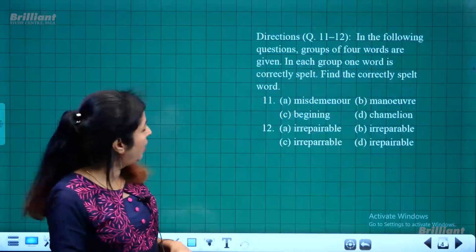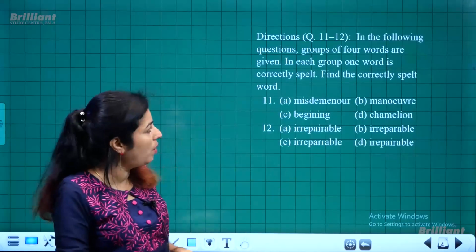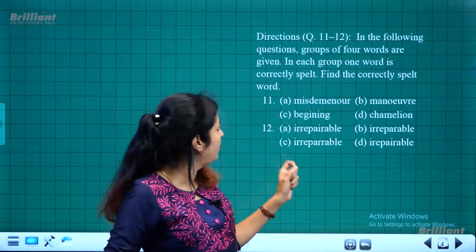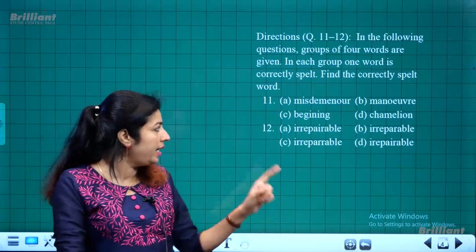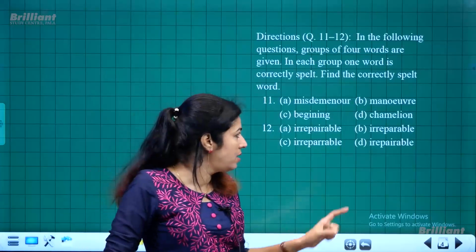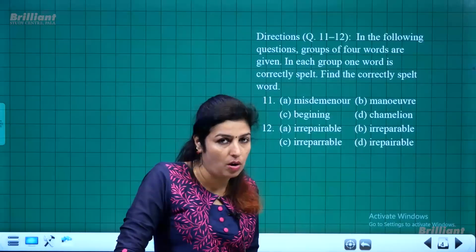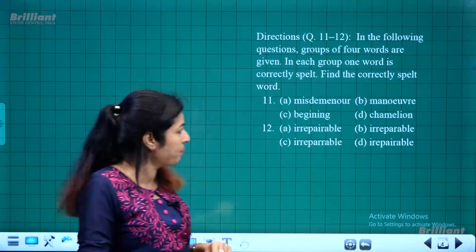Okay. Now questions 11 to 12, that means two questions given on the board. In the following questions, groups of four words are given. In each group, one word is correctly spelled. That means in these two questions, one of the words has been printed with the correct spelling, and the rest have gone wrong. So you need to choose the one which has the correct spelling.